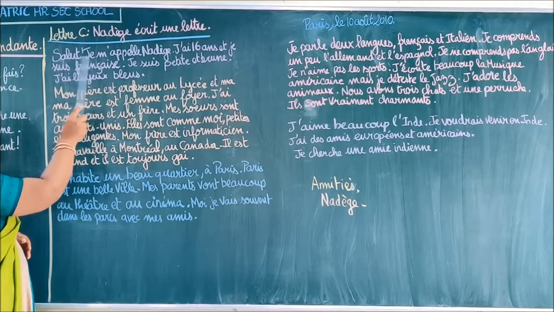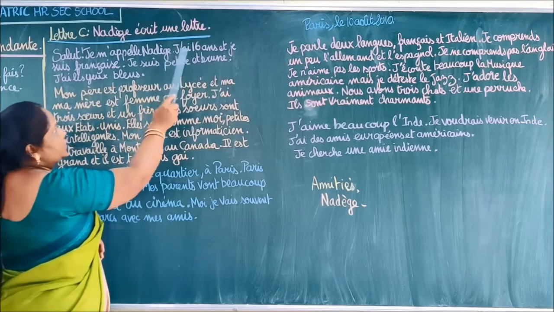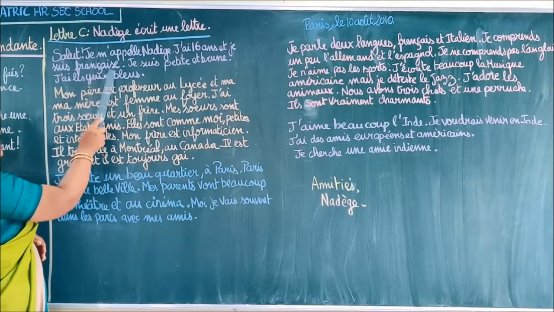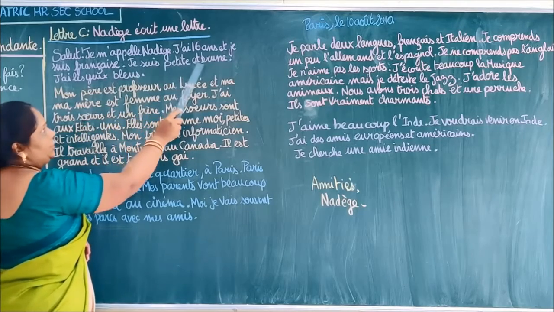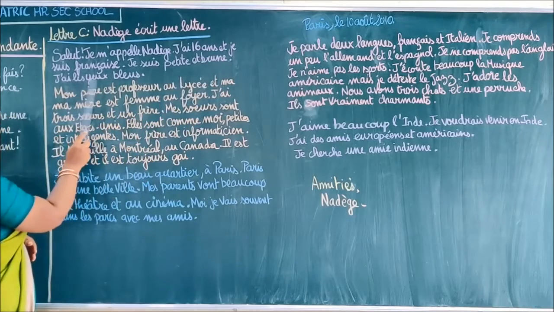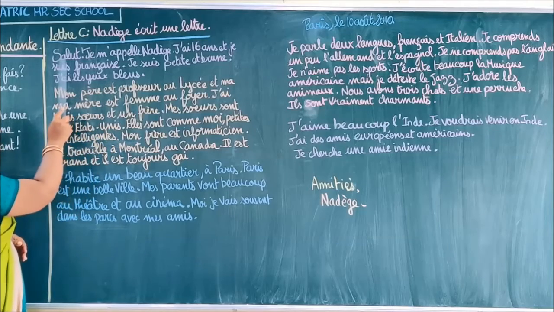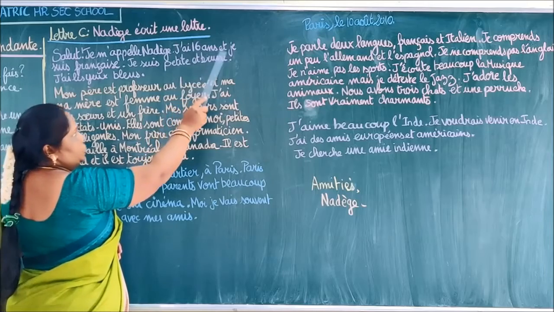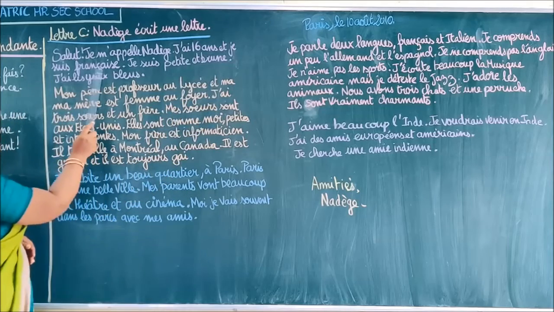Nadesh. Salut, je m'appelle Nadesh. J'ai 16 ans et je suis française. Je suis petite et brune. J'ai les yeux bleus. So, hi, my name is Nadesh. I am 16 years old and I am French.